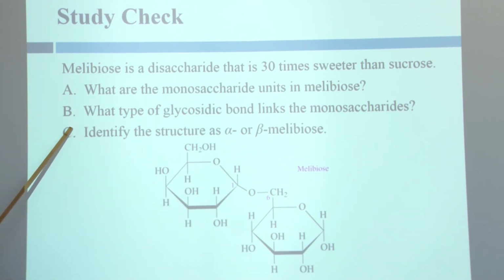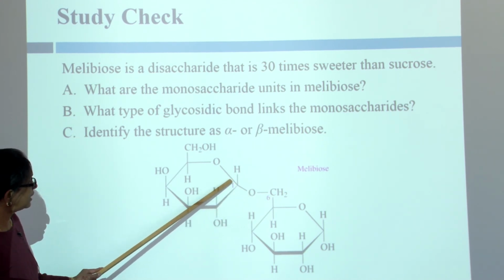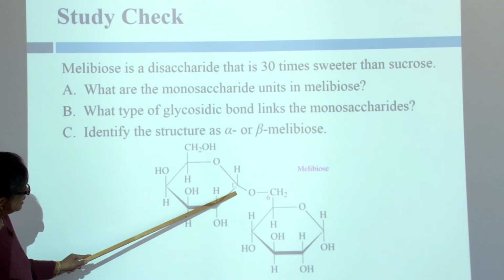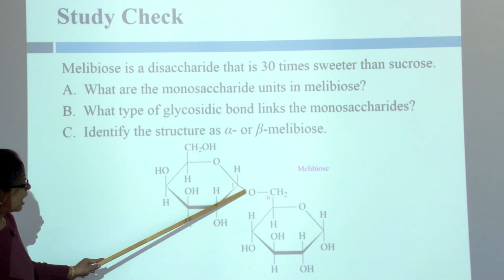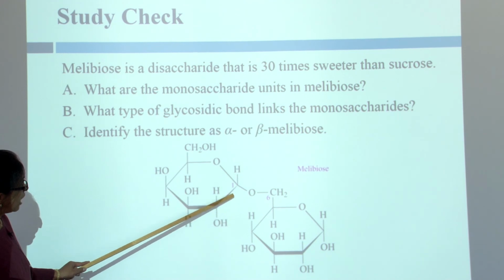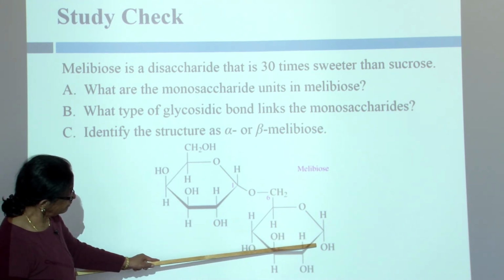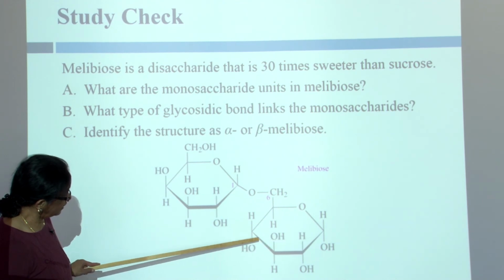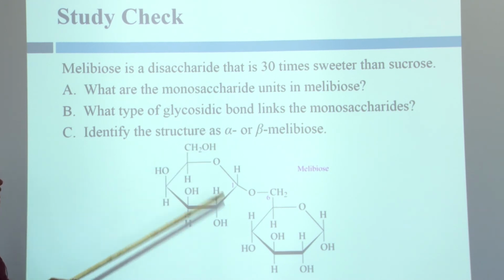And what type of glycosidic bond? I would say carbon 1, 6. So this is an alpha isomer. The alpha isomer oxygen is connected to carbon 6. So alpha 1,6 glycosidic bond. And the remaining monosaccharide, if this is glucose, is the alpha isomer. So it should be alpha melibiose. So let us see.